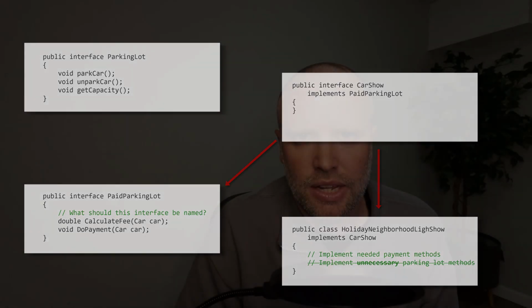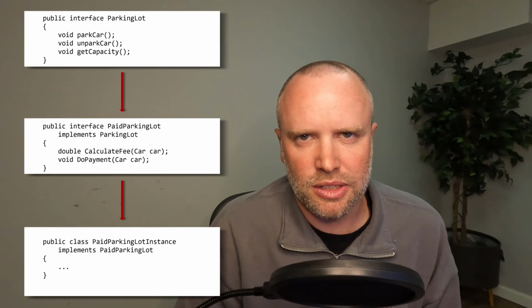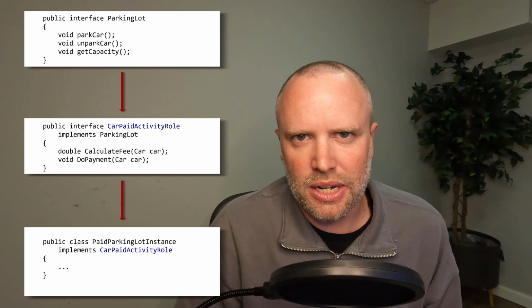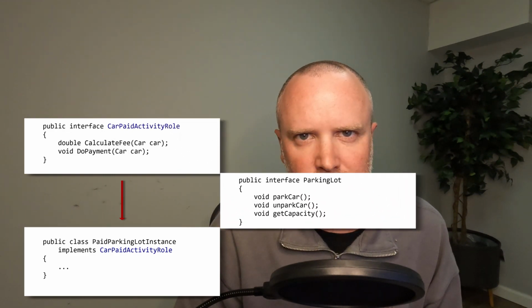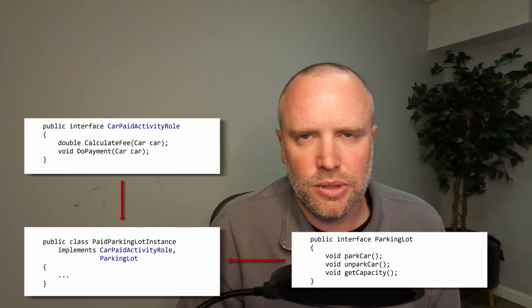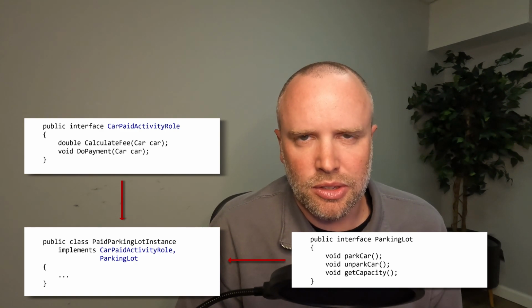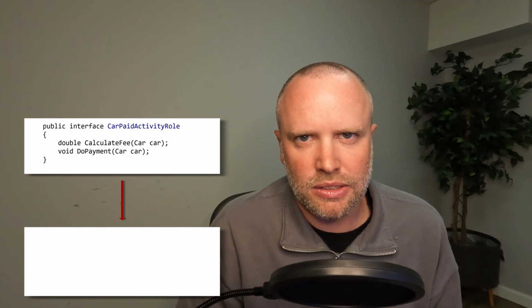This concept is known as a role interface. So instead of having the paid parking lot concrete class inherit from just the paid parking lot explicit interface, which inherits from the parking lot explicit interface, the paid parking lot concrete class will now inherit from something like a car paid activity role interface and the parking lot explicit interface. With this change, I can use the car paid activity role explicit interface independently, as opposed to relying on the tightly coupled paid parking lot explicit interface, which has the ability to park. So this will allow me to have such concrete class types as holiday event show and car safari.